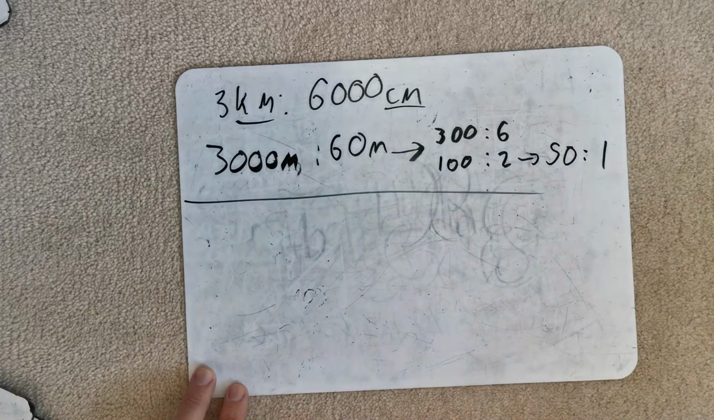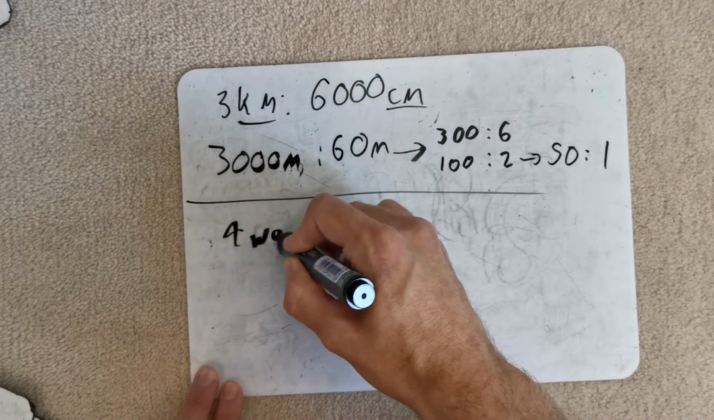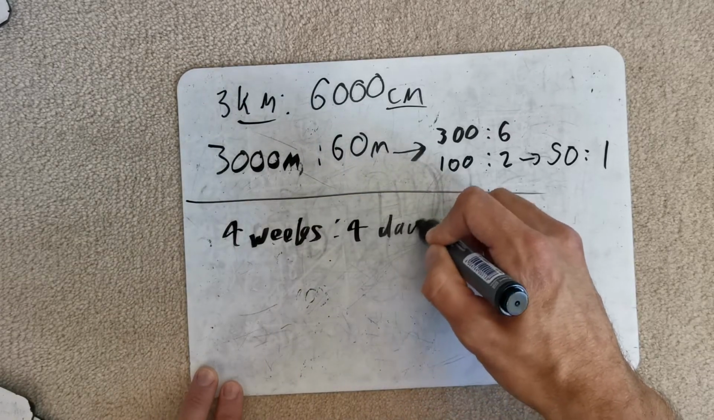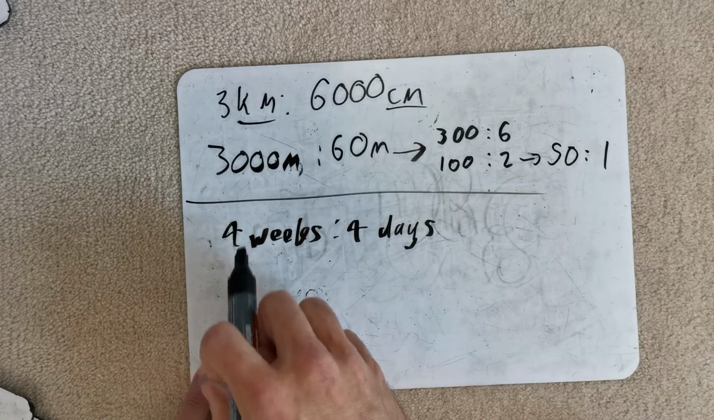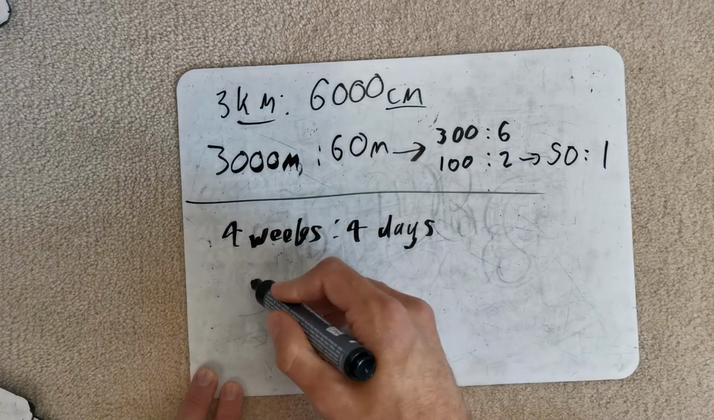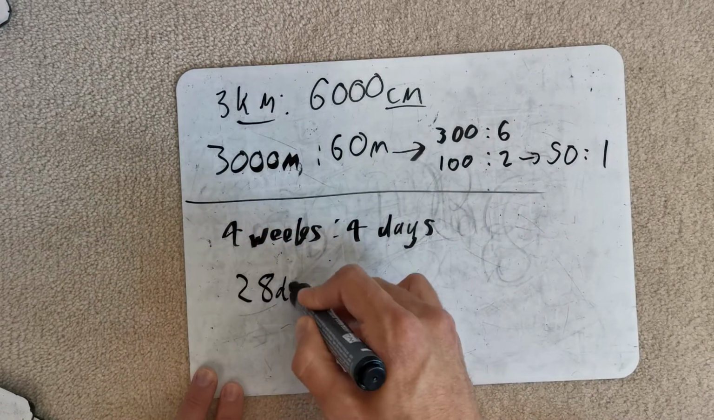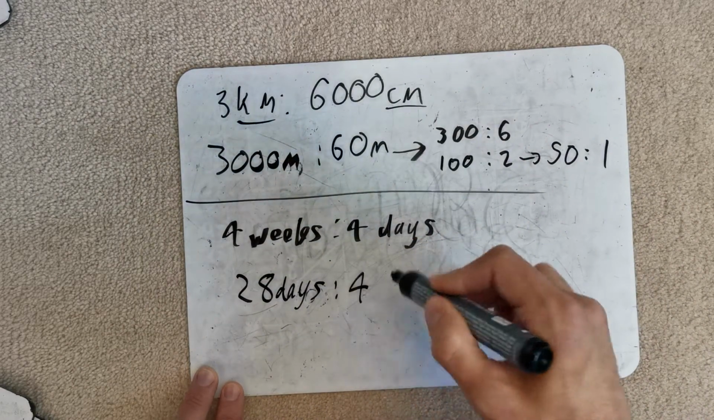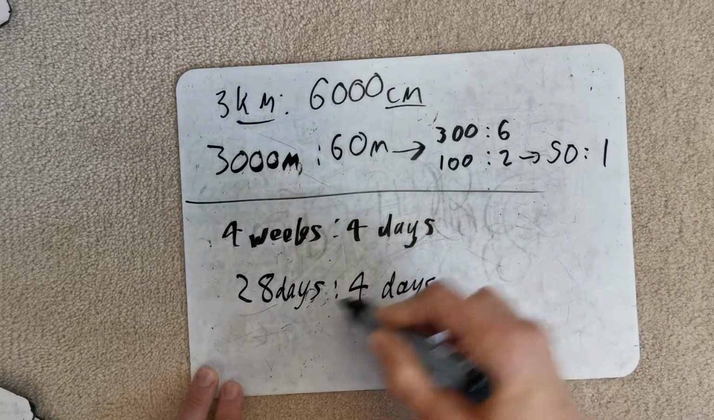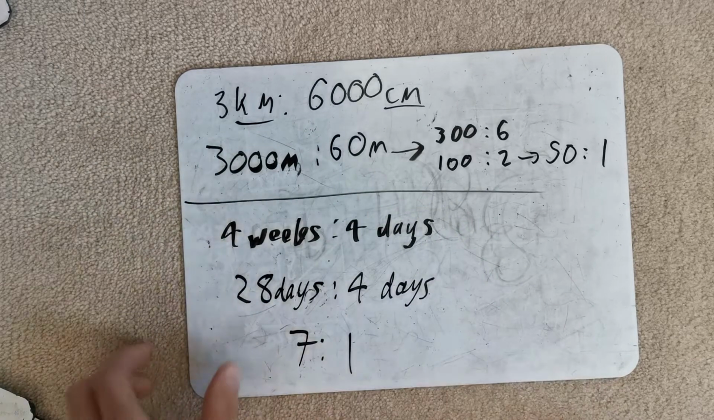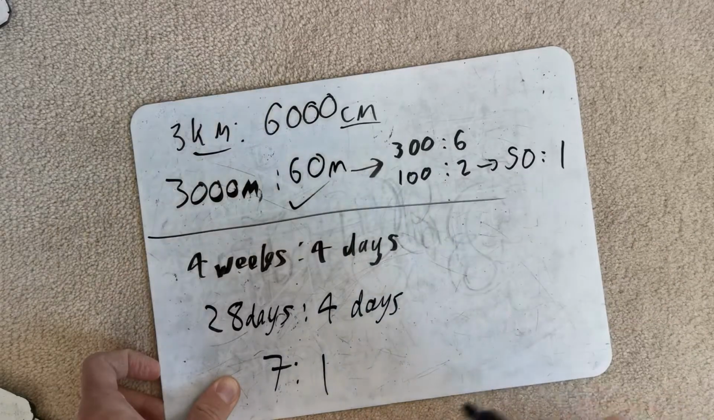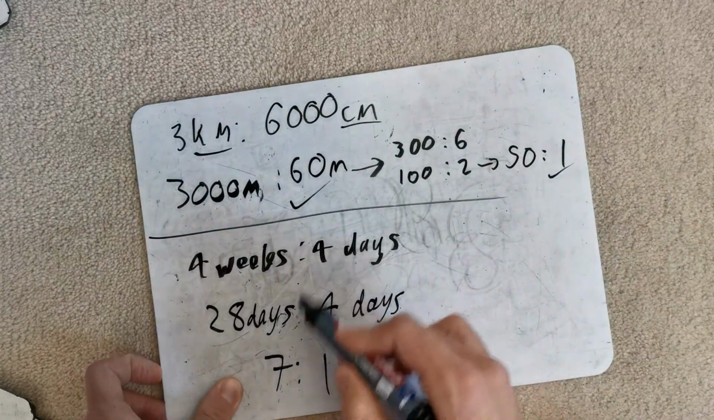Okay, simplify 4 weeks to 4 days. Turn them into equivalent units. So 4 weeks times it by 7, we get 28 days, to 4 days. Divide that by 4, you're going to get 7 to 1. Both of these are 2 marks. So 1 mark for that, 1 mark for the answer, 1 mark for that, 1 mark for the answer.